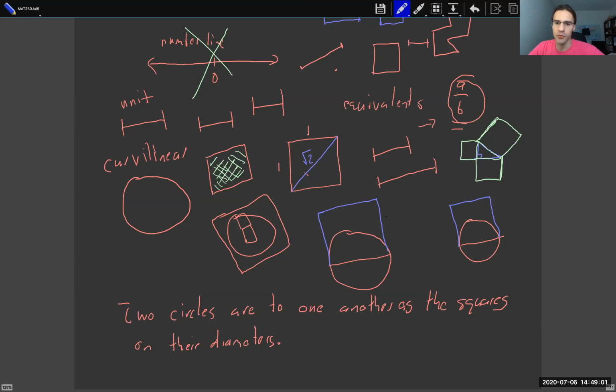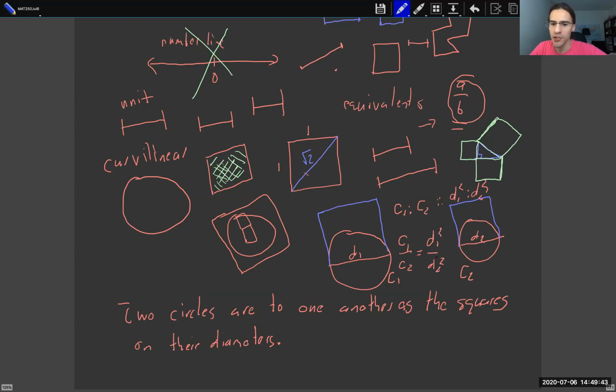Now, in modern terms, which isn't how Greeks thought about it, let's say the circle has area C1, this circle has area C2, this diameter is D1, this diameter is D2. Then they said that C1 is to C2 as D1 squared is to D2 squared. Or in other words, C1 divided by C2, which is definitely not how Greeks thought about it, is equal to D1 squared divided by D2 squared.